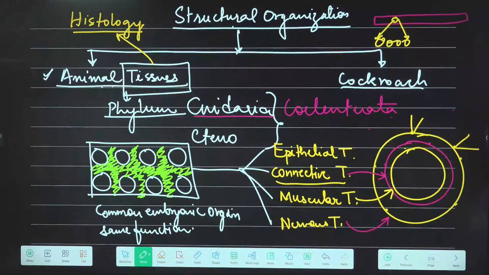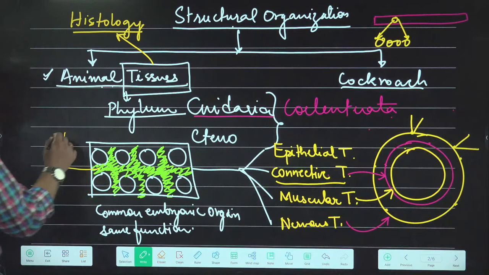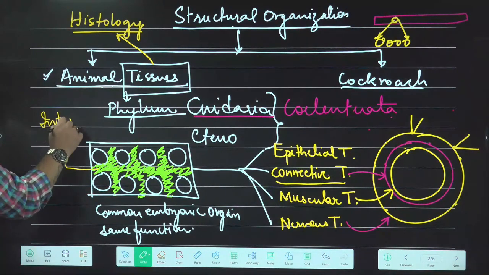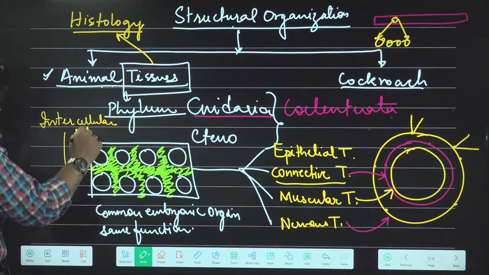Okay, so the tissue is first seen in the phylum Cnidaria or phylum Ctenophora. The two phyla which have tissue grade of organization are Cnidaria and Ctenophora. So here we find tissues for the very first time. The official definition of animal tissue is a group of cells along with the intercellular material or intercellular substances. This is what I call intercellular substances.